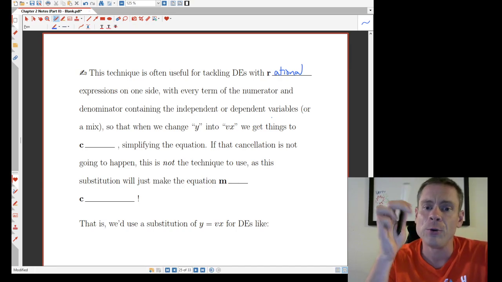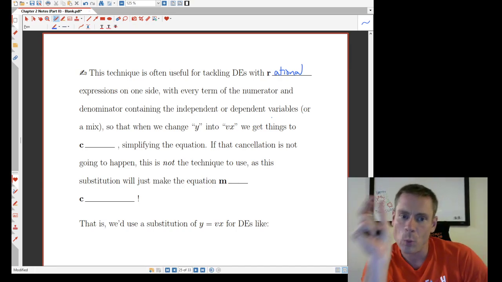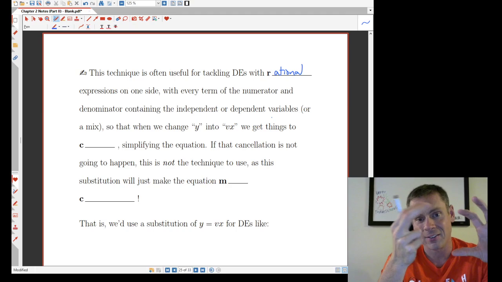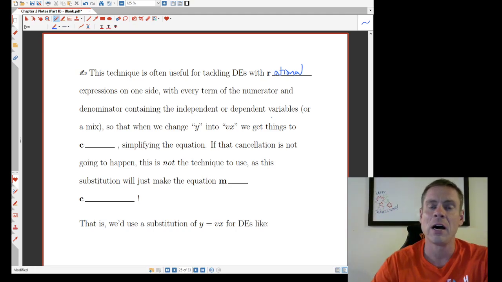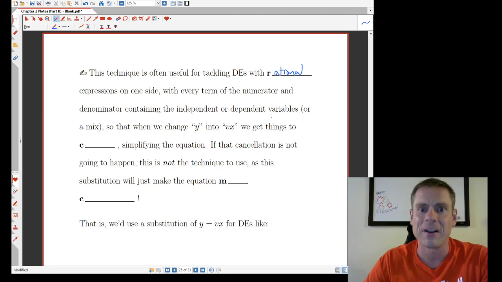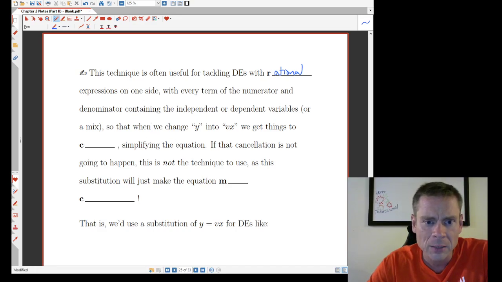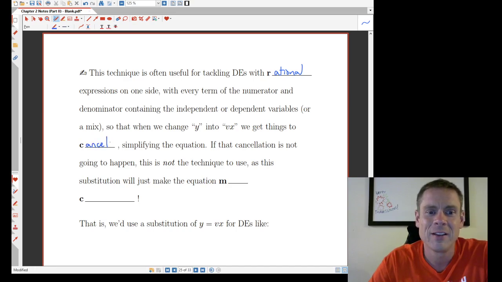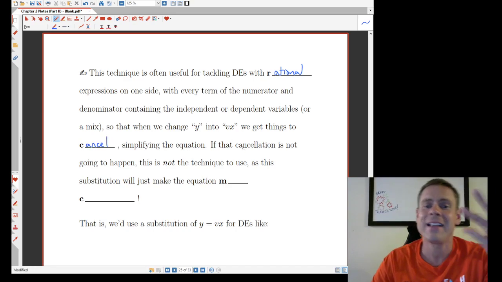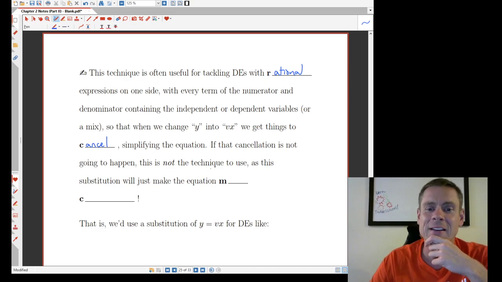You want to view this as if you can change the y's into vx's and get things to simplify, to collapse down, then that's exactly why you'd want to use this sort of technique. So, yeah, what goes here? We want the case where if we change y into vx, we get things to cancel. That's what goes here, simplifying the equation. And if that cancellation is not going to happen, it's not the technique to use.